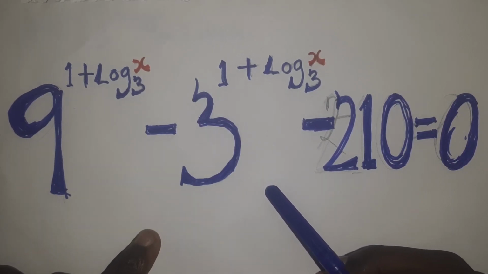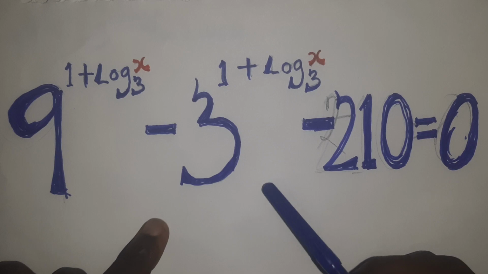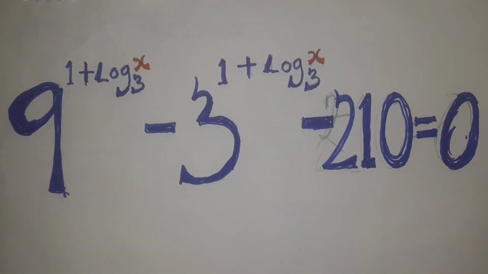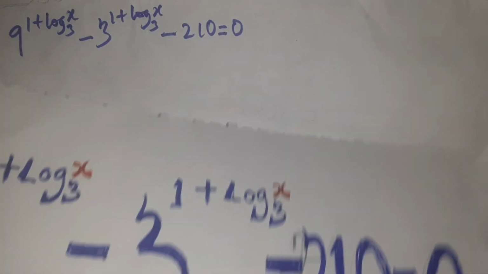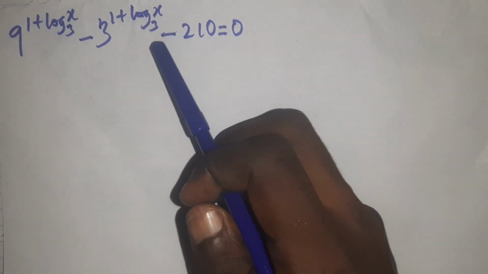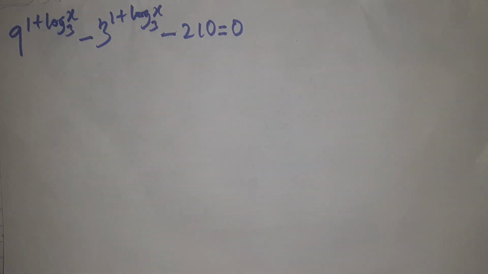Okay, so we have this interesting exponential equation in which the exponents have logarithmic terms. So let's get right into it. We have it here: 9 raised to 1 plus log x base 3, minus 3 raised to 1 plus log x base 3, minus 210 equals 0.